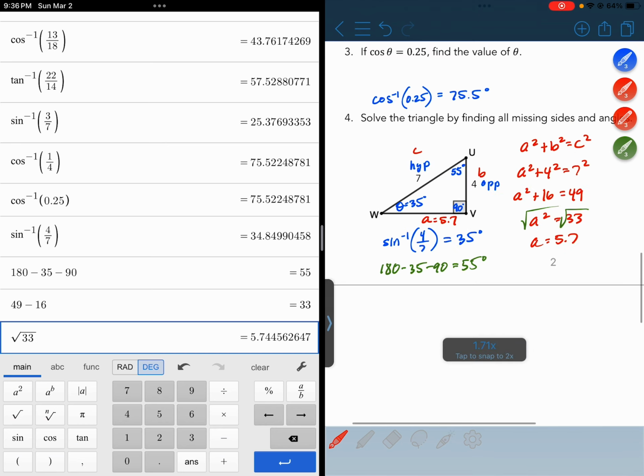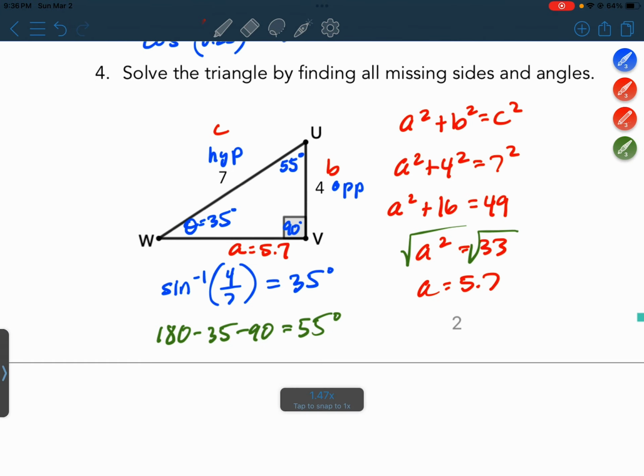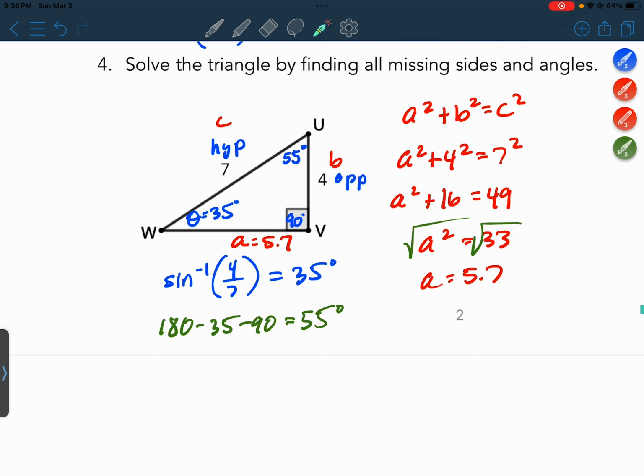All right, so we did a lot of things on that last problem, right? We used a lot of different properties of triangles. We used some inverse trig, took a ratio that we knew to get an angle we didn't know. We used the magic number for triangles, 180, and we used the Pythagorean formula.